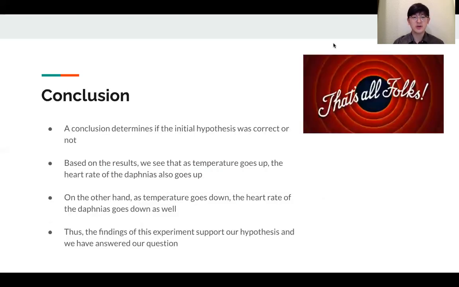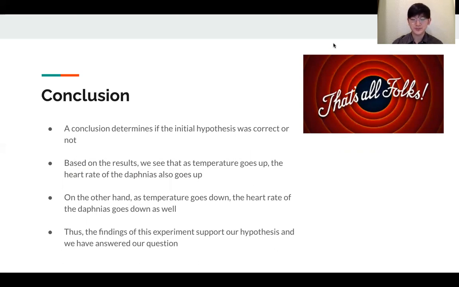So what conclusions can we make from here? To start off, a conclusion determines if the initial hypothesis was correct or not. Based on the results, we see that as temperature goes up, the heart rate of the Daphnias also goes up. On the other hand, as temperature goes down, the heart rate of the Daphnias goes down as well. Thus, let's go back to our original hypothesis. Our original hypothesis was that if the temperature does go up, the heart rate will go up as well. So the findings of this experiment support our hypothesis, and we have answered our question.